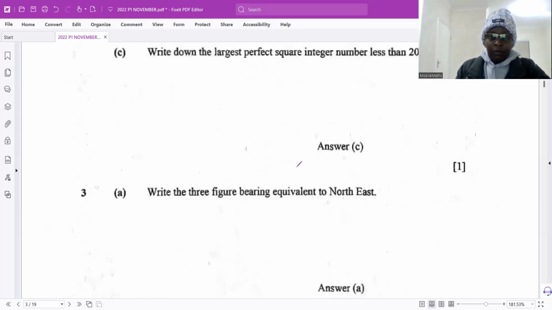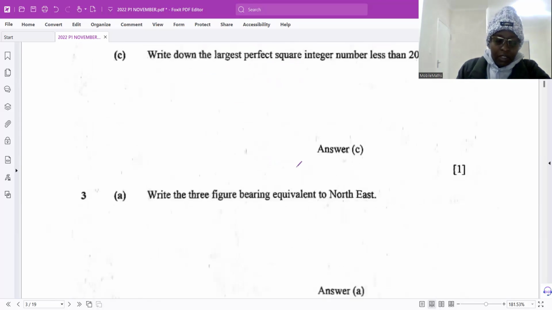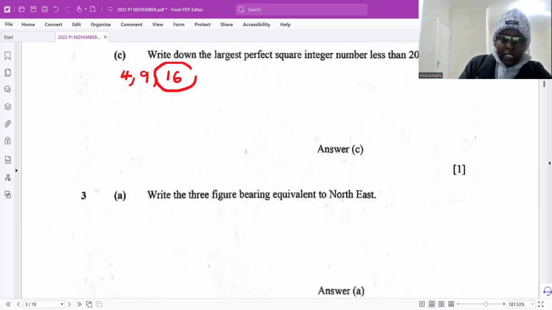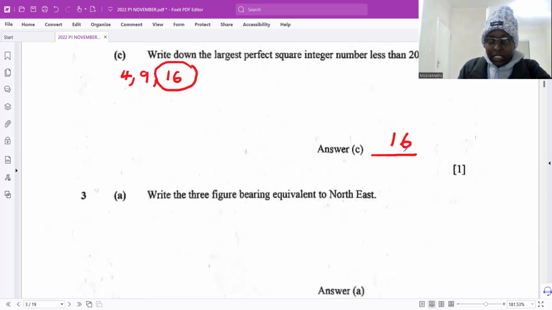Let's move on. Write down the largest perfect square integer number less than 20. You find the perfect square integers below 20. We have 4, 9, 16. So the largest we have is 16. That's our answer.